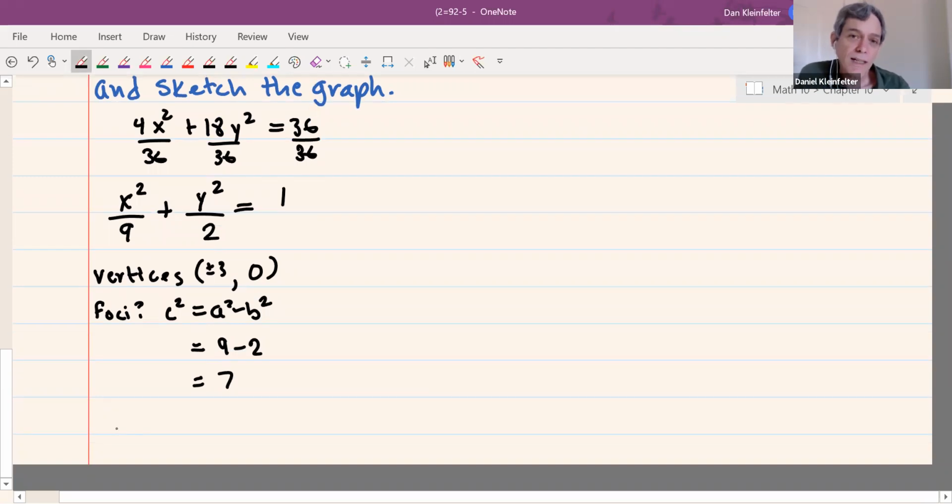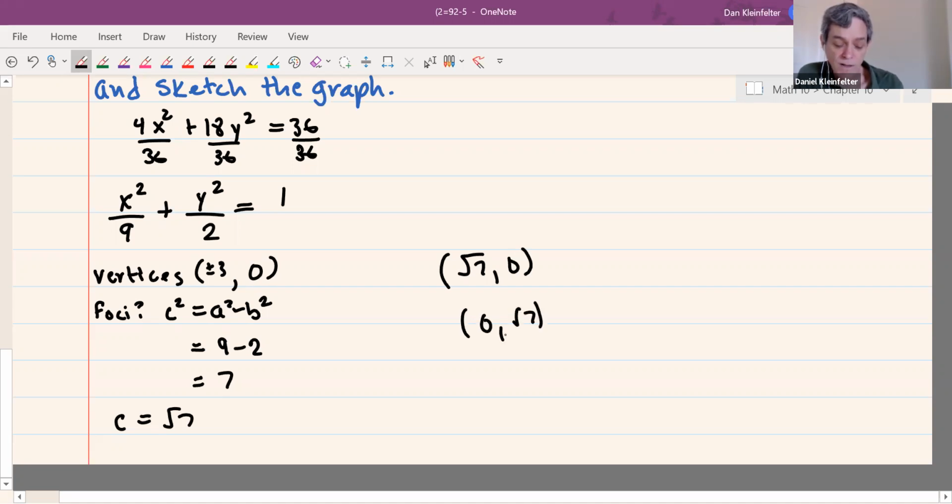So then the c is root 7. Okay, so at this point you have to ask yourself, how do I know if it's root 7, 0 or 0, root 7? Which one is it going to be? Remember that the foci are always going to lie on the major axis.